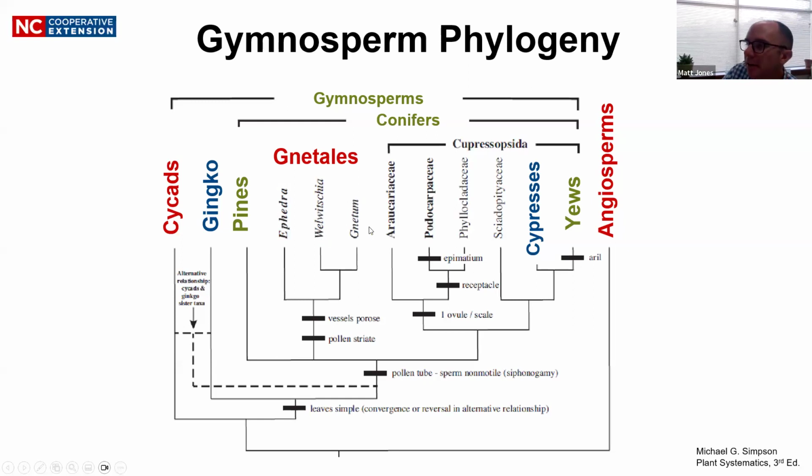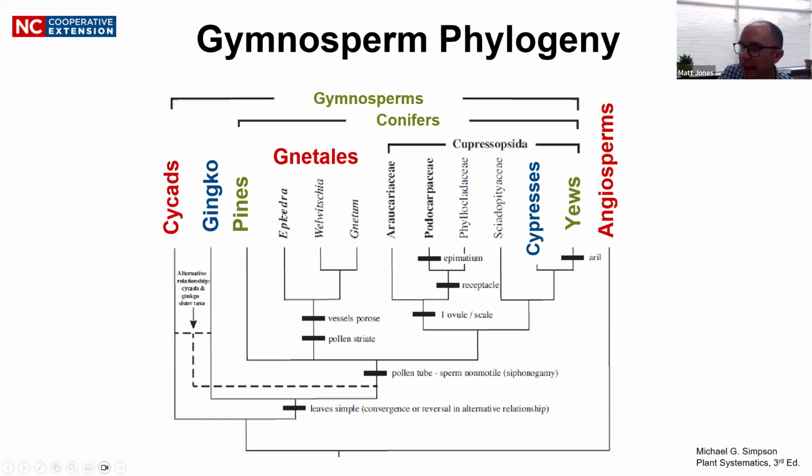We'll see in a second. And then Gnetum, which are some tropical plants that have really advanced, almost flowering plant-like structures. But that's just parallel evolution in this case. And then the other two groups of gymnosperms are the cycads and Ginkgo biloba.